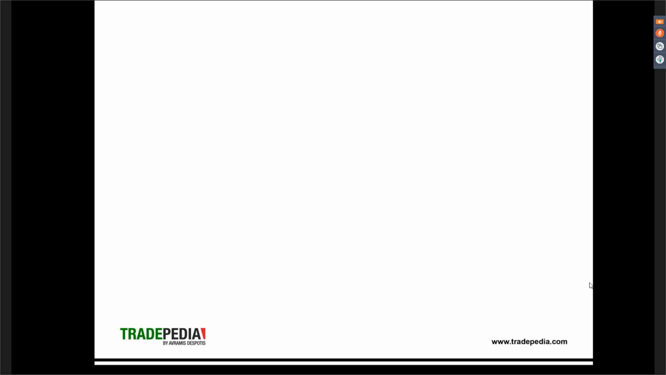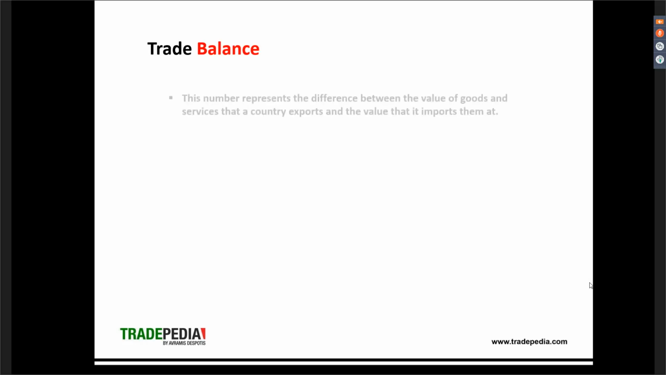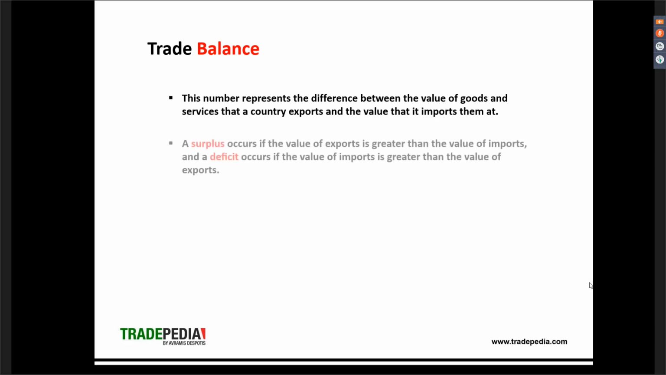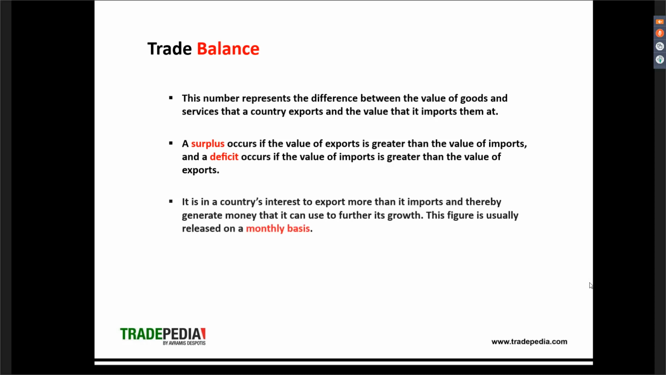Right, and the other macroeconomic indicator is trade balance. So trade balance represents the difference between the value of goods and services that a country exports and the value that it imports them at. A surplus occurs if the value of exports is greater than the value of imports, and a deficit occurs if the value of imports is greater than the value of exports. Now, of course, it's in a country's interest to export more than it imports and thereby generate funds that it can use to further its growth.